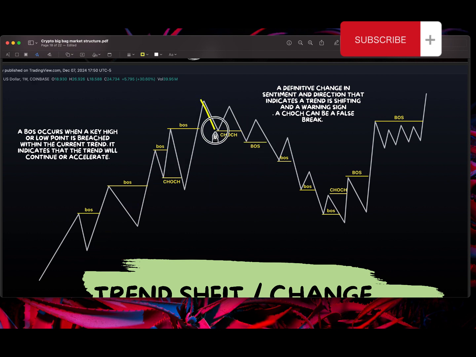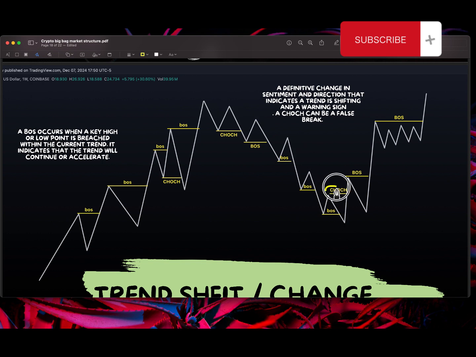Price made a low, created a high, a lower high, created a lower low, created a lower high, broke structure, created a lower high, broke structure, created a lower high, broke structure. This is a downtrend. You already know this is a downtrend. At some point, you know that price is protecting the highs, breaching the lows, breaking structure, which is a breach of the lows within the current trend, indicating continuation of the trend. And now we have, for the very first time, a break of a high after we've been protecting it all this while.